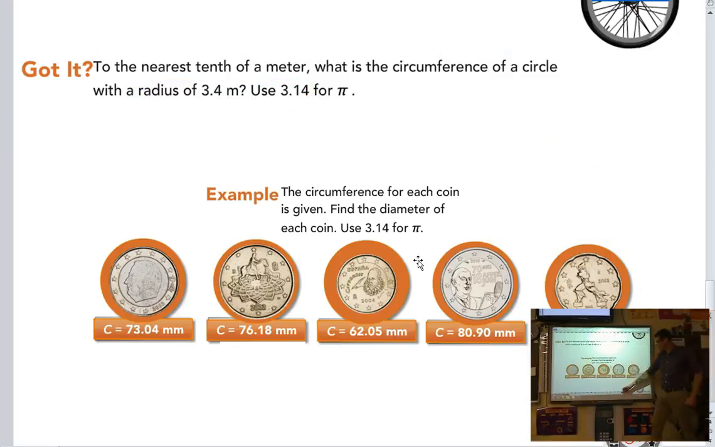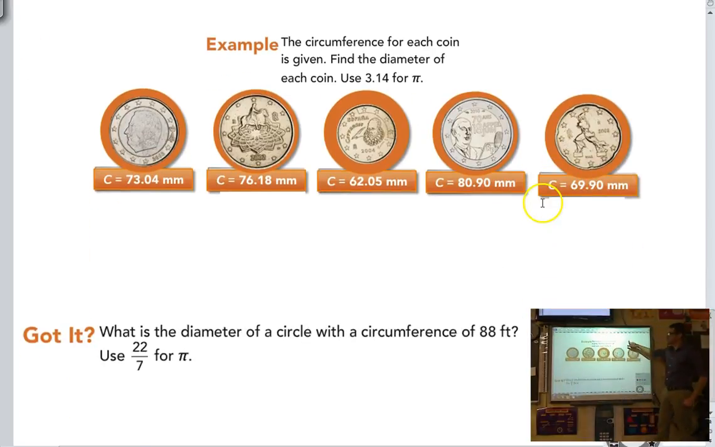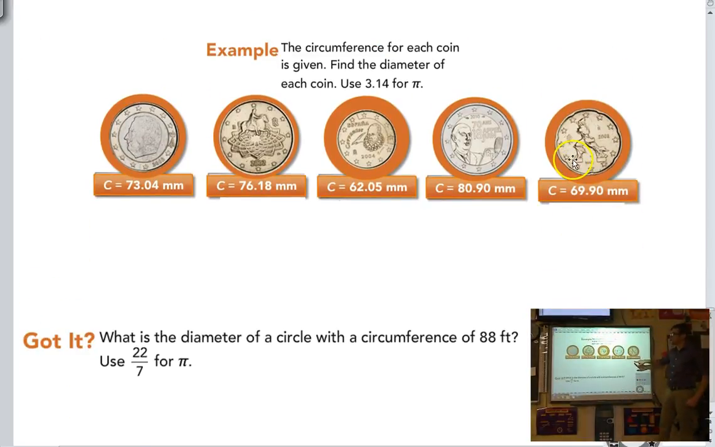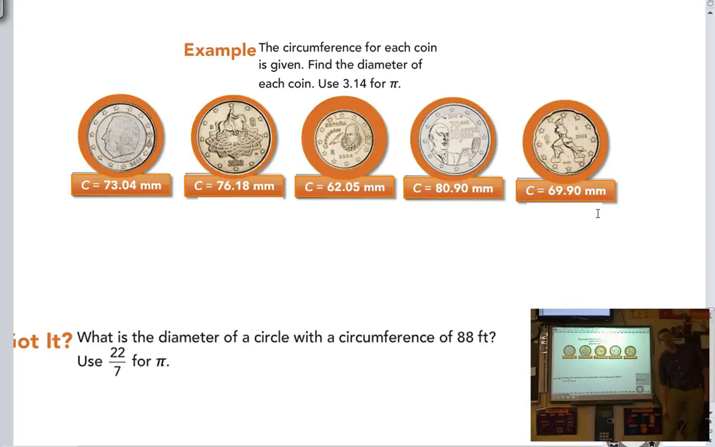So, the circumference for each coin is given. We want to find the diameter. Now wait, I'm going to have to do this 5 times. Is there a way that we can use our circumference formula to create a formula for the diameter? Could we isolate diameter in this formula? Colin, what do you think? If I look at our formula that we're given, is there a way that we can get d by itself?